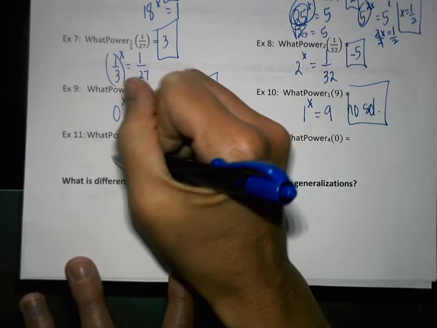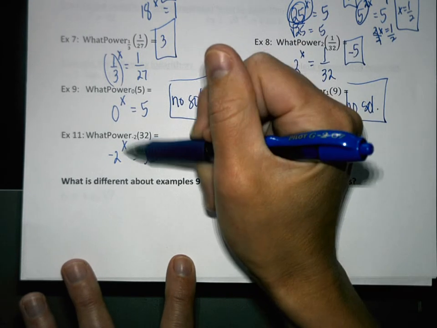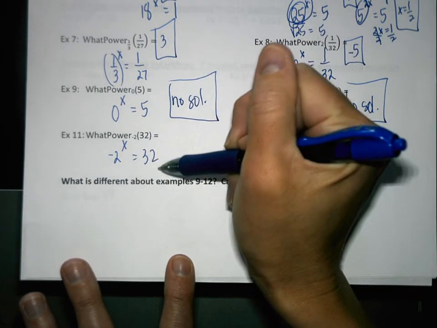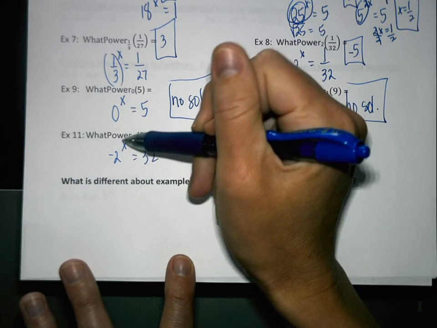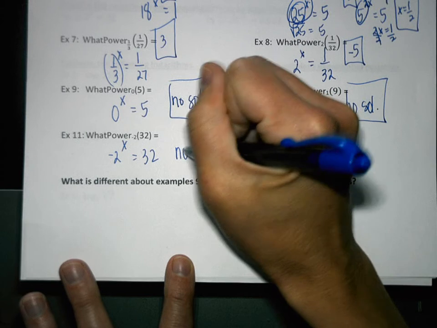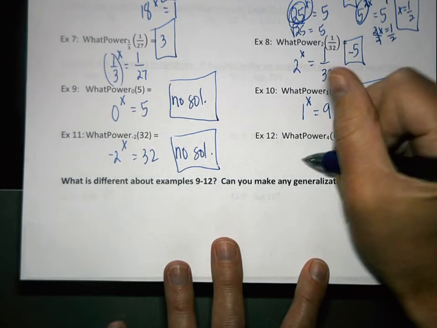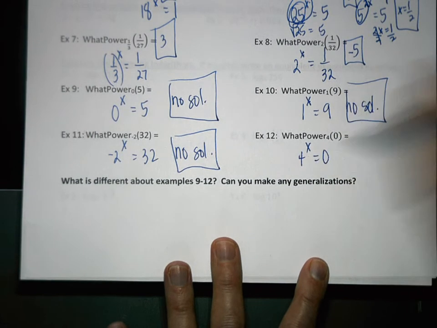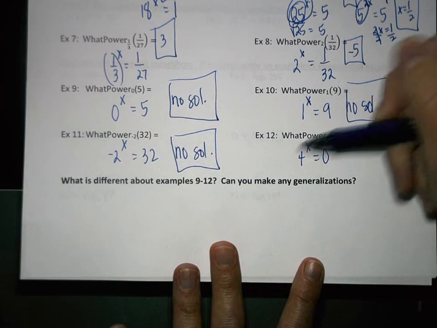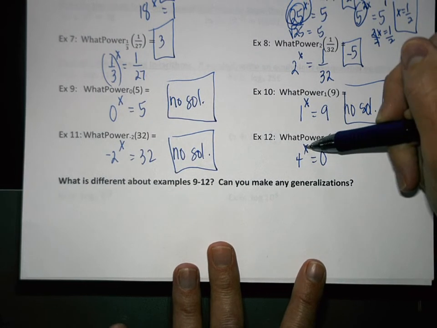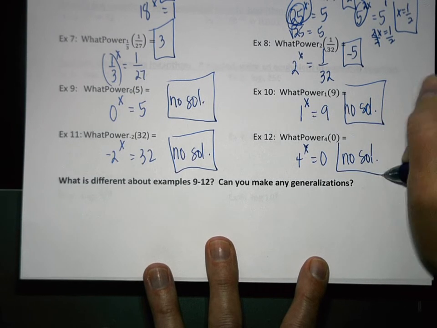Here we have negative 2 to what power equals 32. The number I need to put here in order to get to 32 would be 5. But negative 2 to the 5th power is actually negative 32, and so it doesn't work. This one also will be no solution. And example 12, 4 to what power equals 0? If I put 0 here, I get 1. If I put a negative number here, I get a fraction. So there's no value I can put in the exponent here that will give me the answer of 0. So this also is no solution.